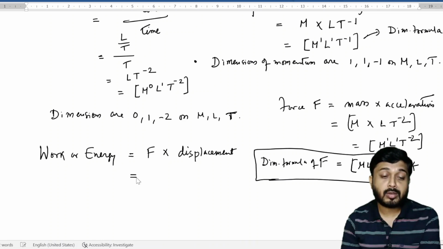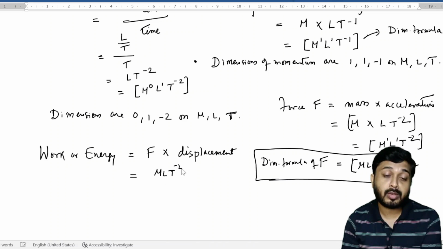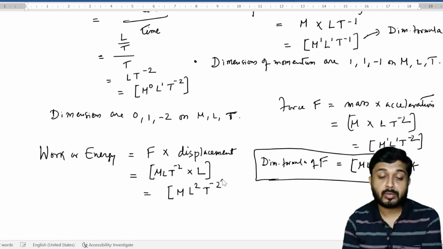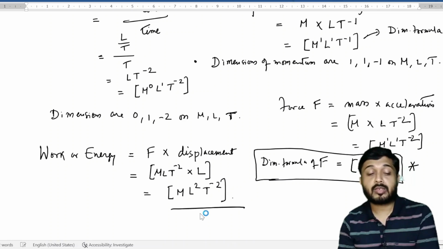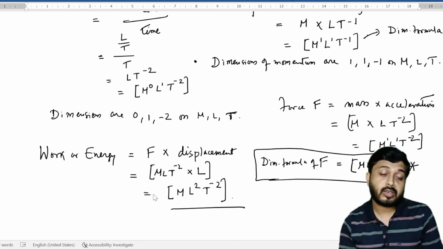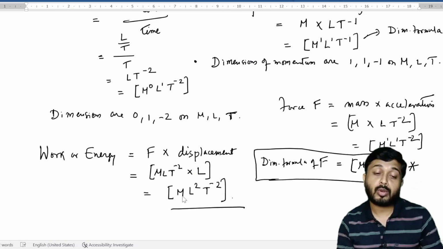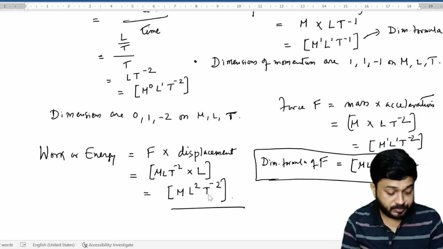So dimensions of force will have to be used here, which is MLT to the power minus 2, multiplied by displacement, which is nothing but L, right? So afterwards you are finally getting ML² T to the power minus 2. Alright, this is what the dimensional formula for work or energy is, and the dimensions are 1, 2 and minus 2 on M, L and T, right?